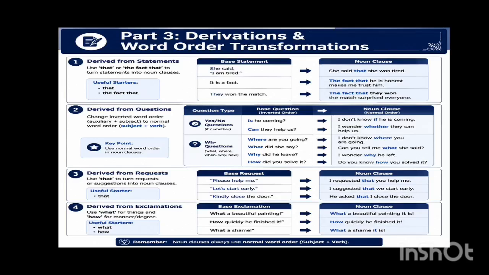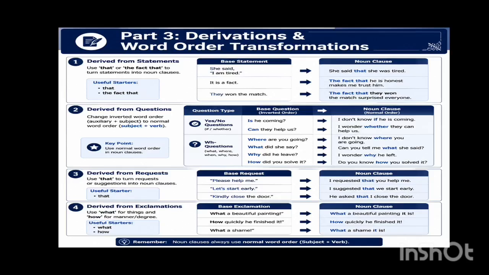So look at the example. Why did he leave? When it's transformed, we say I wonder why he left. Why did it change to left? Because once we remove the auxiliary did, the main verb must take the tense. This is a hallmark of advanced fluency.